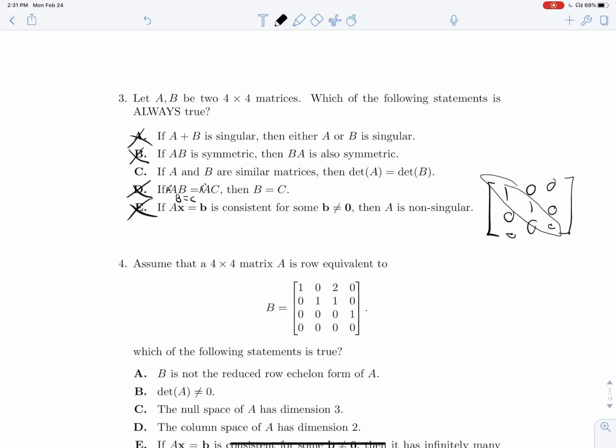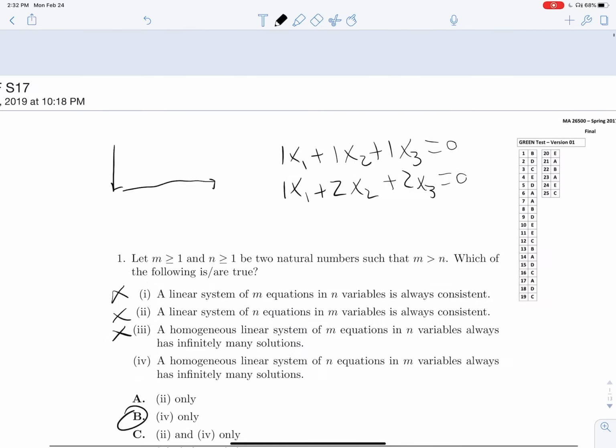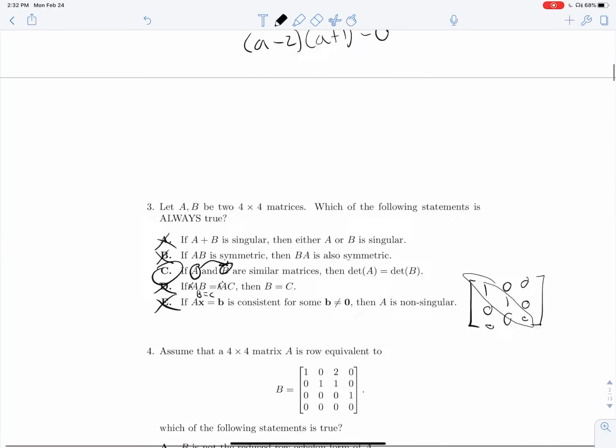If A and B are similar matrices, which means that you can equate them just by using elementary row operations, namely adding factors of rows to other rows, then the determinant of A is equal to the determinant of B. Well, we know that when you add a multiple of a row to another row, it doesn't change the determinant at all. So because we can equate these two just by using those elementary row operations, the determinants must be equal. So 3 is in fact C.